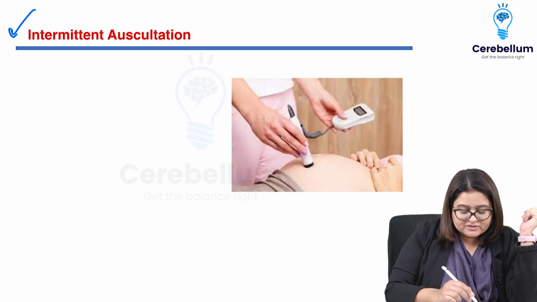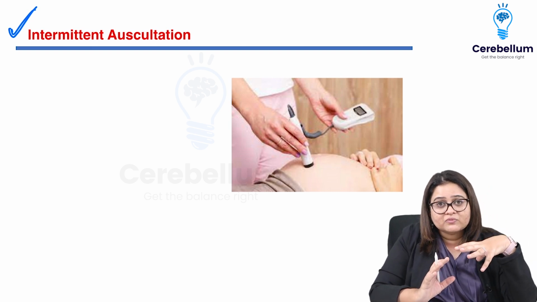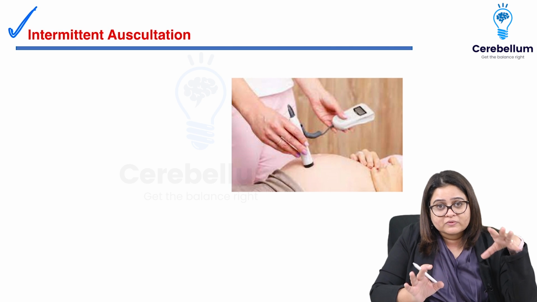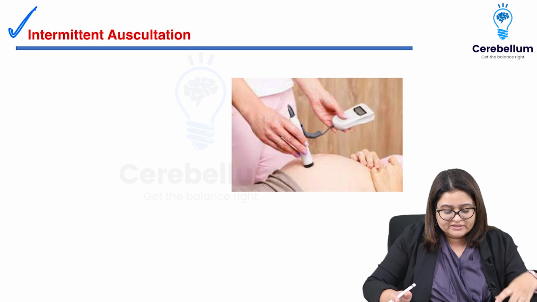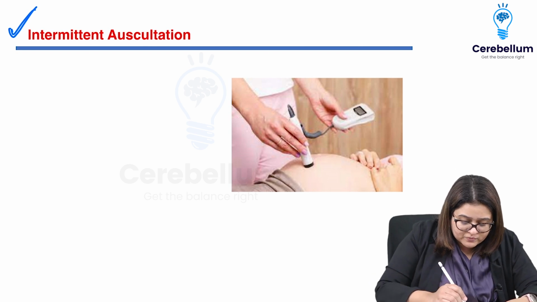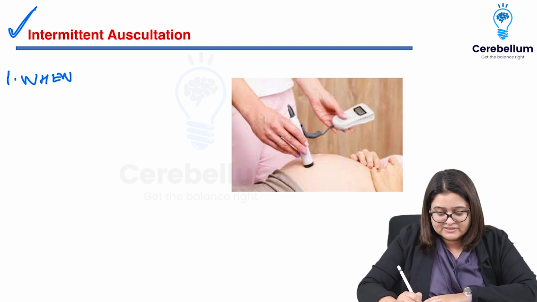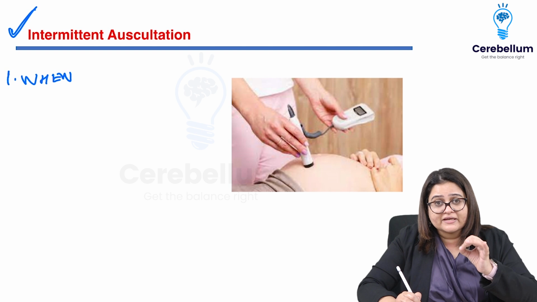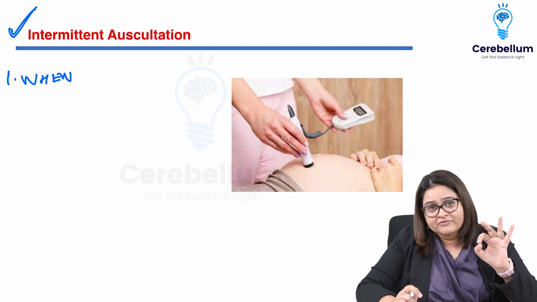Now, intermittent auscultation is very important. This is what is recommended in most low risk women. We don't have to do anything else but intermittently auscultate. Now, the things you need to know is, when do we auscultate? We auscultate the fetal heart rate. So you can see here, a fetal handheld Doppler is being used. We can also use a stethoscope or a fetoscope.